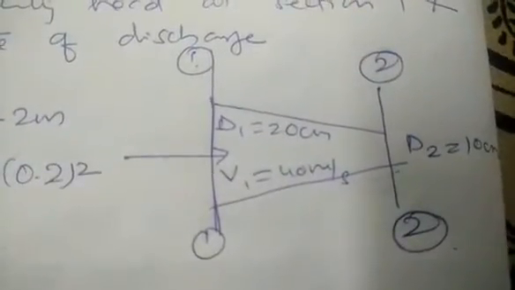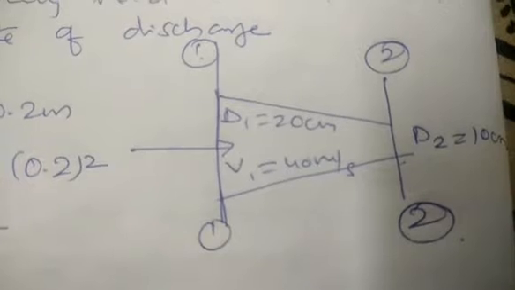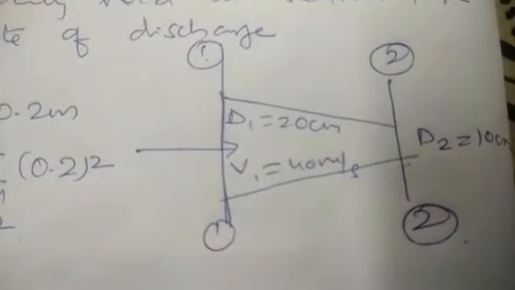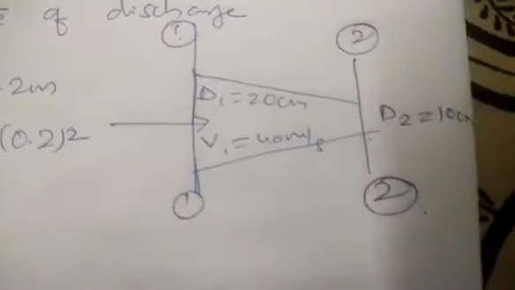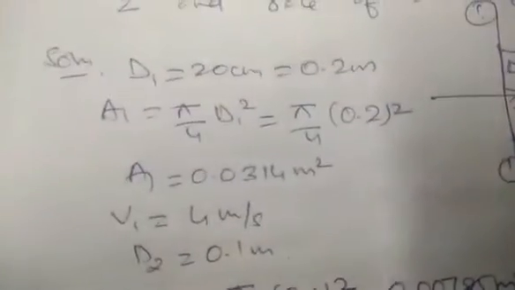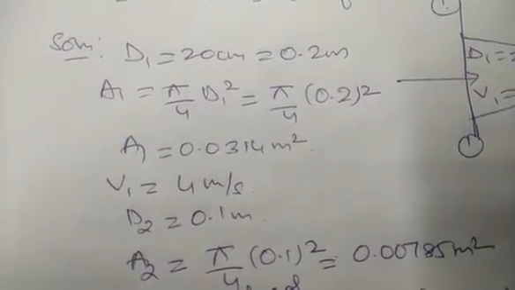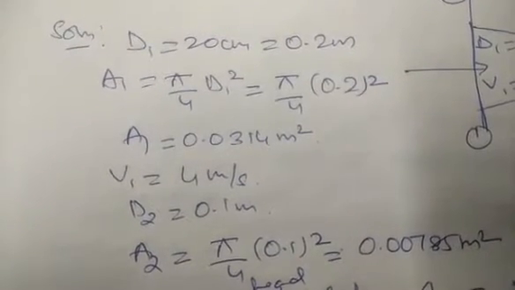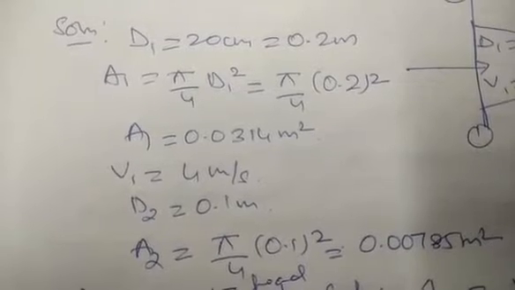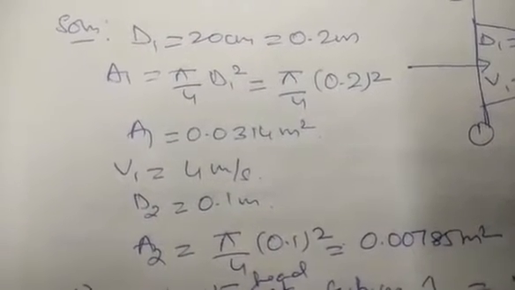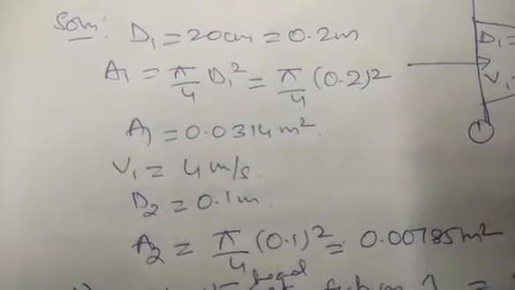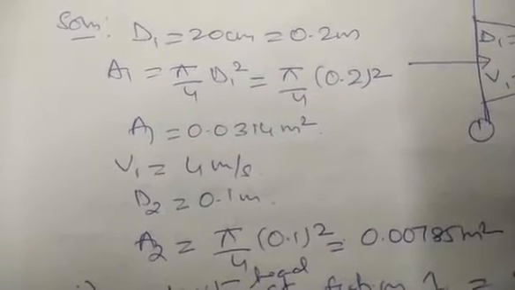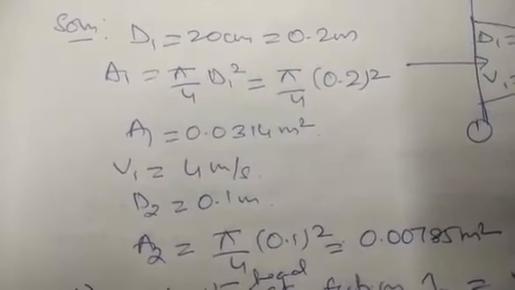This is section 1 and this is section 2. Section 1 has a diameter of 20 centimeter as shown here and velocity 4 meter per second, and section 2 has a diameter of 10 centimeter. So these are the given things. First the diameter D1 is equal to 20 centimeter. Convert that into meter, that is 0.2 meters, and the area of that section is A1 equal to pi over 4 D1 square. So A1 is equal to 0.0314 meter square.